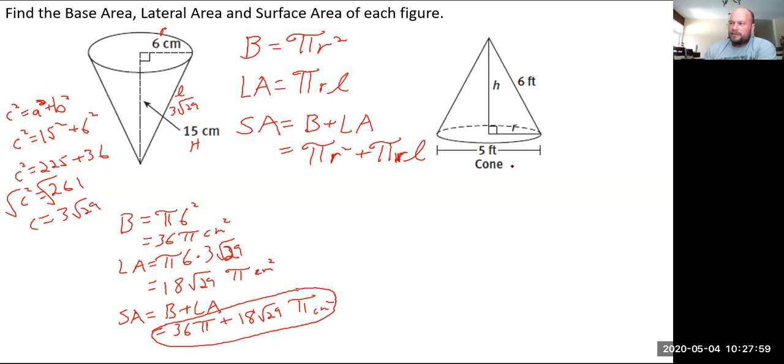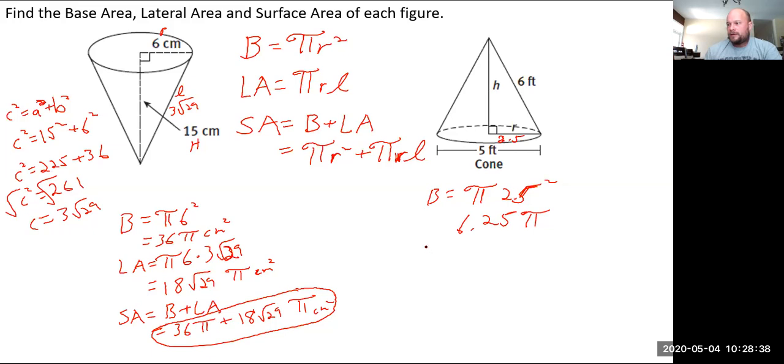The other one is a little bit easier because the slant height is given to us. So we don't need the height of the cone. The radius we don't have, but it's going to be half of the diameter. They gave us the diameter was 5. So the radius is 2.5. We can go ahead and plug in right away. So we have pi times 2.5 squared. 2.5 squared is 6.25. So now that would be good for the base area.